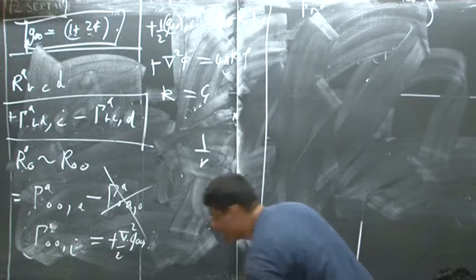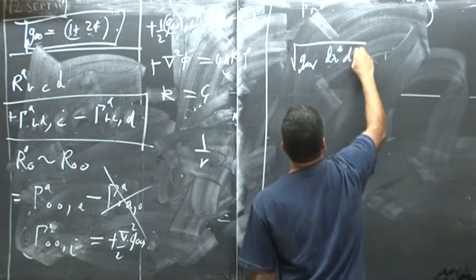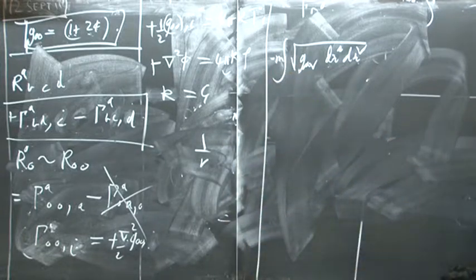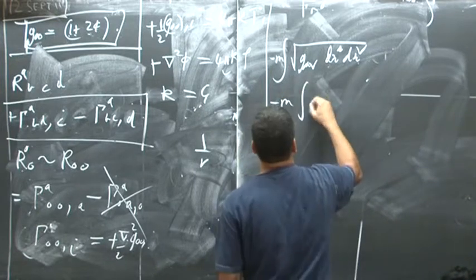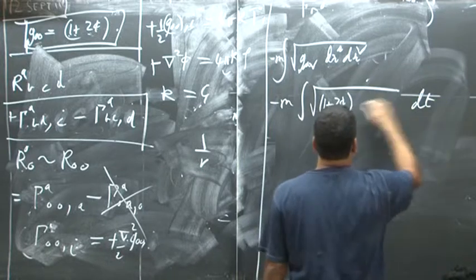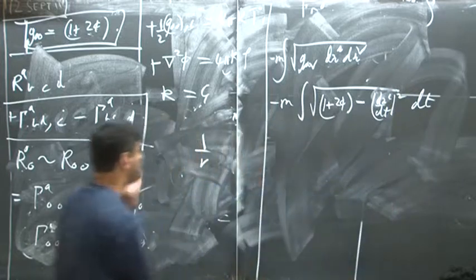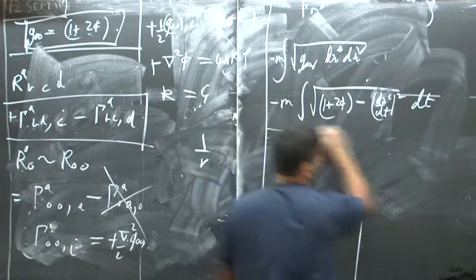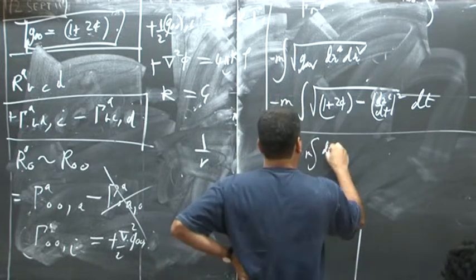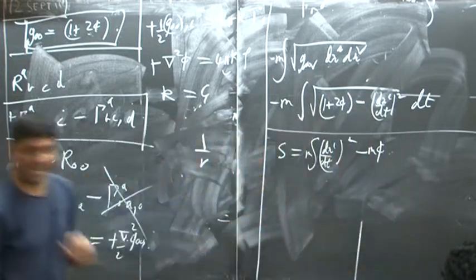Let's go back. Suppose we looked at the motion of a particle. So this was square root of g mu nu dx mu dx nu. Now this thing came with a minus m. Now in this we write minus m integral square root of 1 plus 2 phi. We put a dt here, so that's 1 minus dx i by dt, the whole thing squared. And the action is turning out to be m dxi by dt, the whole thing squared, minus m phi. Okay, so this was our action.